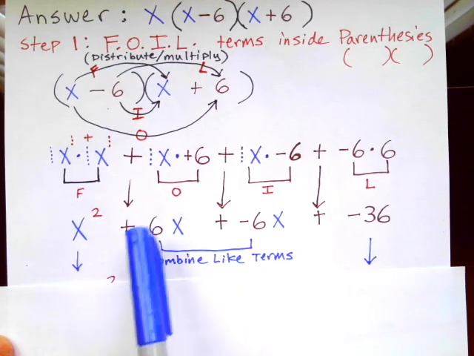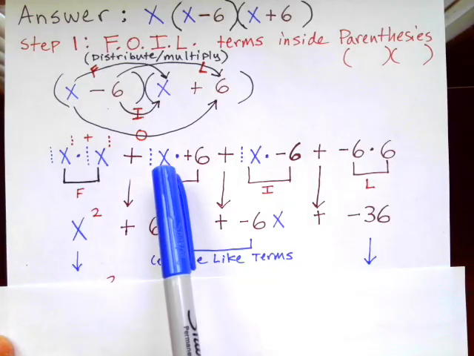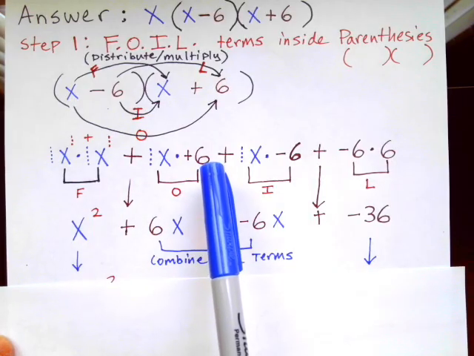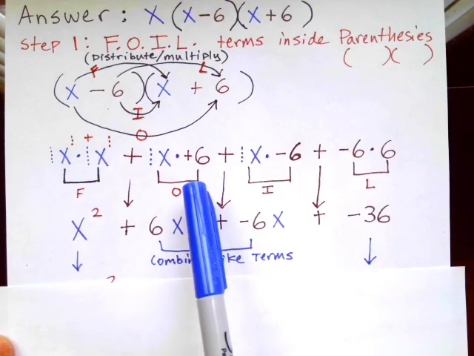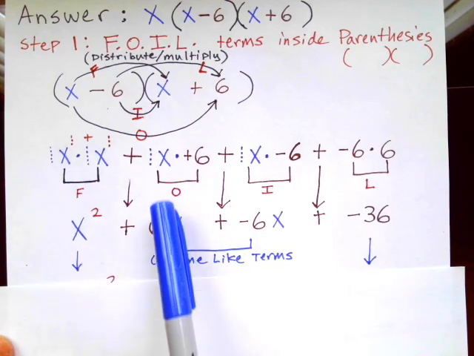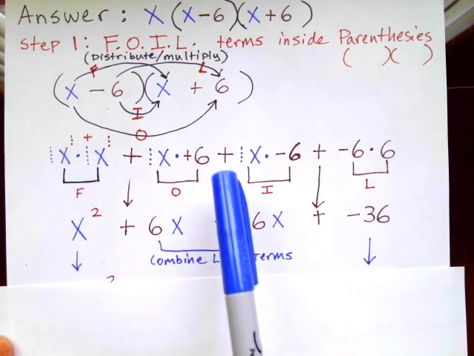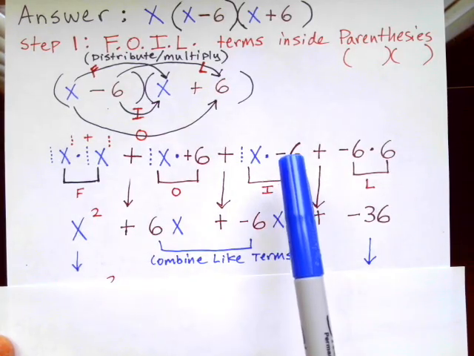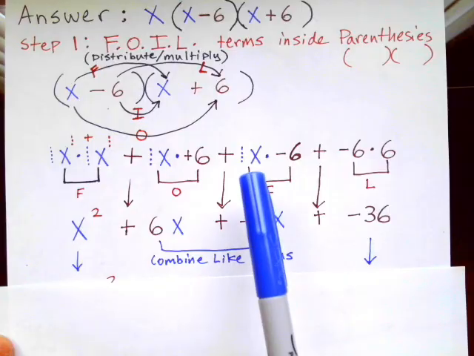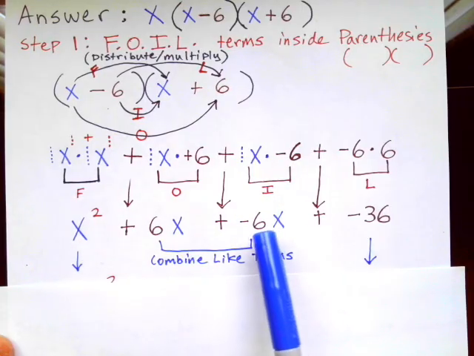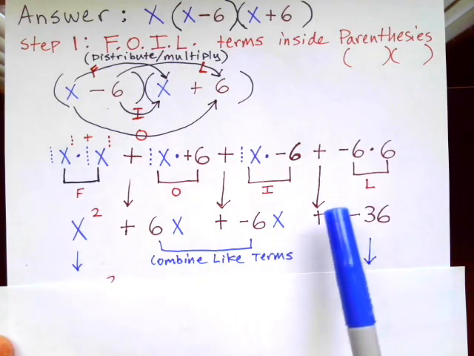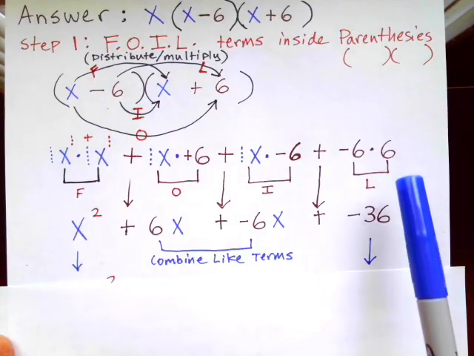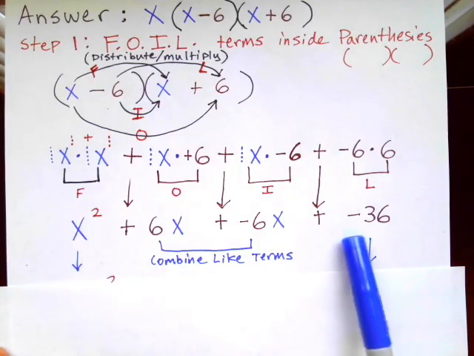All right, plus. Invisible 1 in front of that x times 6, right? What's 6 times 1? Well, it's just 6. You got to keep that x attached through multiplication. Bring down the plus sign. Same thing here. 1 times a negative 6 is a negative 6. It's attached to that x through multiplication. Bring down that plus sign. Negative 6 times a positive 6 is a negative 36.